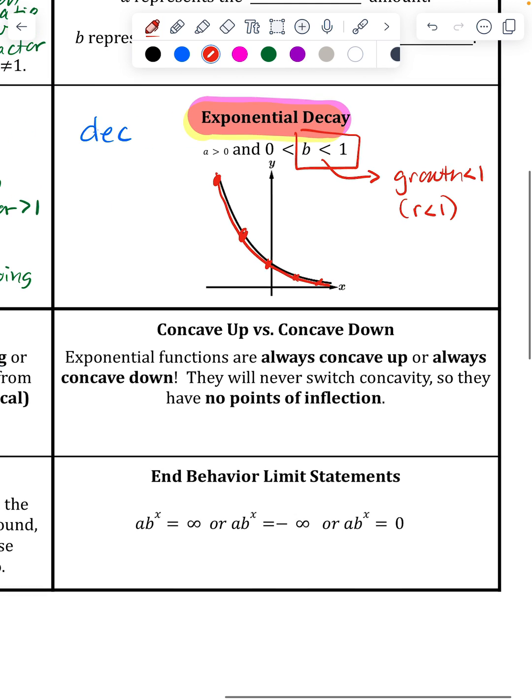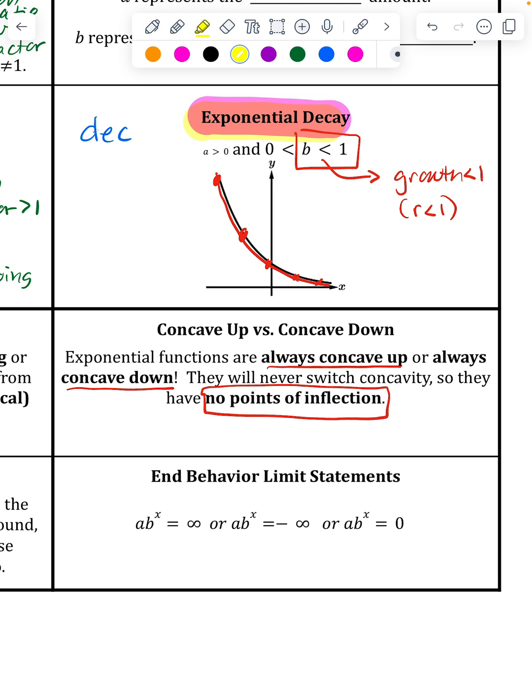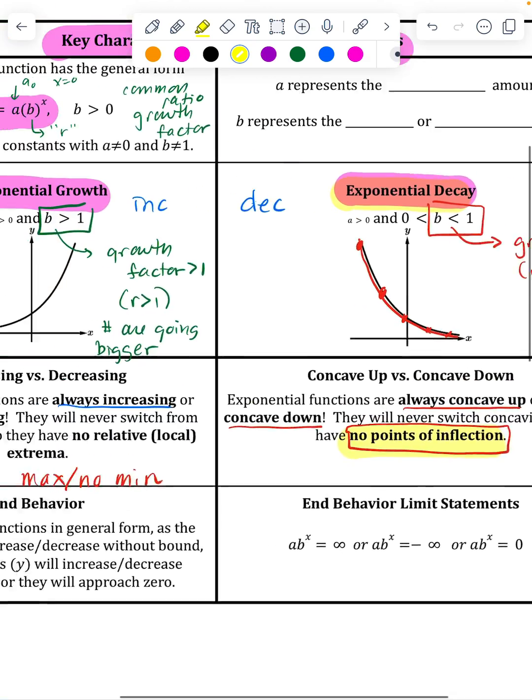What about concavity? Concave up versus concave down. Exponential functions are either always concave up or always concave down. Again, no exceptions, no changes. As a result, we know that these have no points of inflection. So it's important for you to visualize those graphs and realize that I can't look for points of inflection because there will not be any.